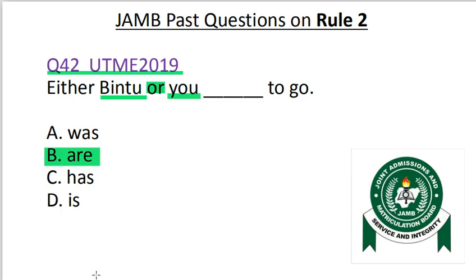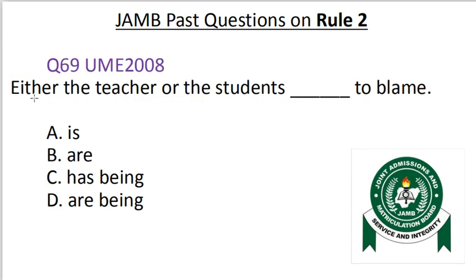Option B. The next question is question 69, UTME 2008. Either the teacher or the students dash to blame. So we have the teacher, the students. The teacher is singular, the students is plural. Which of them is closer to the verb? The students, that is the plural subject, is closer to the verb. We are going to look for the plural verb. A is, B are, C has been, D are being.